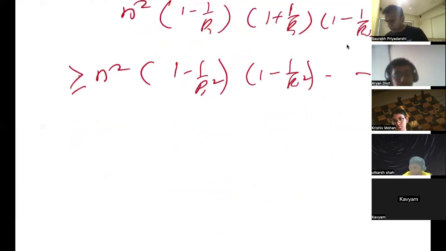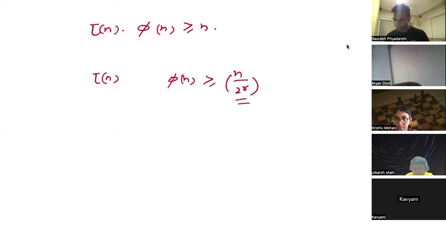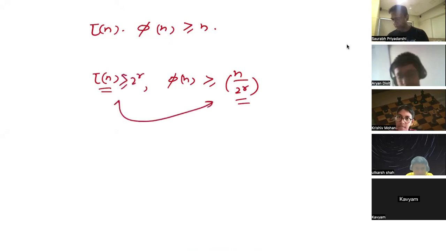Now the second one, should I go for the second one? Let me see once: tau n into phi of n must be greater than or equal to n. We had already proved that phi n is greater than or equal to n by 2 to the power r, and tau n is greater than or equal to 2 to the power r, because each p_i will be greater than or equal to 1, so this is greater than or equal to 2 to the power r. So multiplication of both of these.